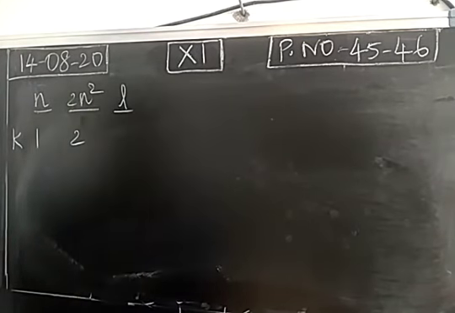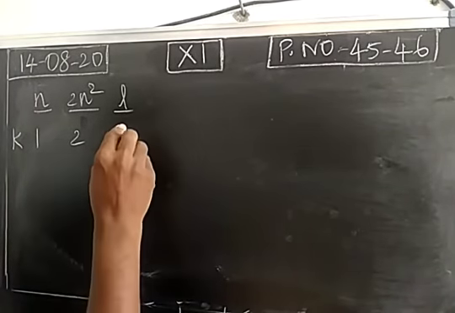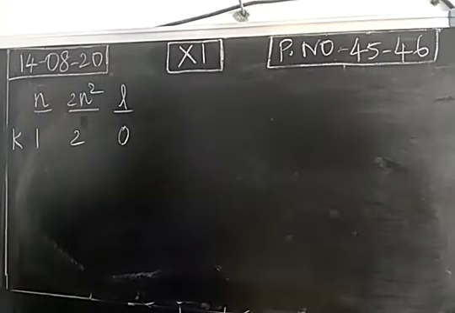Then the azimuthal quantum number. The azimuthal quantum number is calculated from the principal quantum number. What is the formula? We write the azimuthal quantum number from 0 to n minus 1. So n value 1 means l value will be 0. The possible azimuthal quantum number is 0.